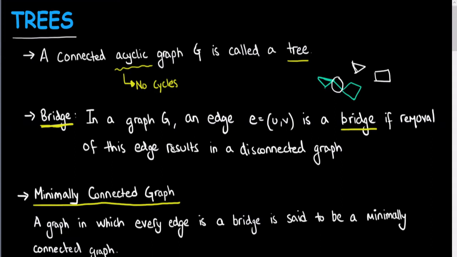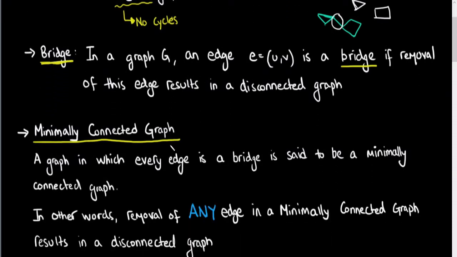And the next thing is a minimally connected graph. So any graph in which every edge is a bridge is said to be a minimally connected graph. That means that you're touching all the vertices of your graph minimally. In other words, if you remove any edge, with special emphasis on the word any, in a minimally connected graph, that will result in a disconnected graph. So a minimally connected graph is a graph in which every edge is a bridge.